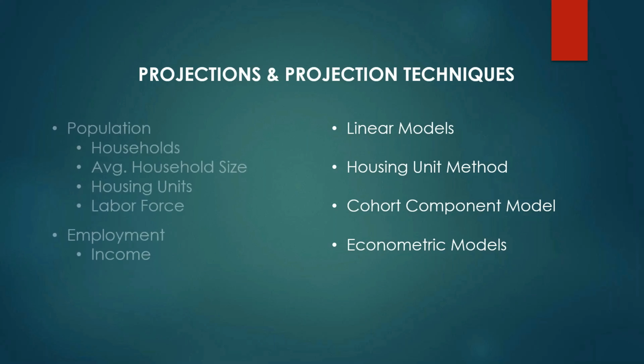Next slide, please. So as I said, we use a cohort component model. Through our model, we do population projections, total population, household projections, average household size projections, housing unit projections, and labor force projections. We use a different model to project employment and income. Aside from these demographic characteristics, we also use a completely different model to project school enrollment. Next slide, please.